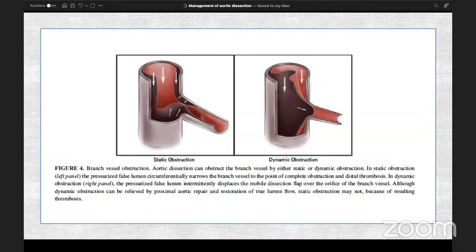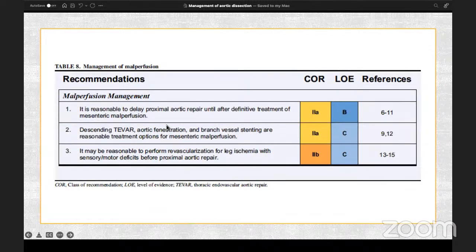Though some recommendations support that proximal aortic repair can be delayed until definitive treatment of distal malperfusion, specifically mesenteric malperfusion, many will argue that the very lethal and high mortality risk of ascending aortic aneurysm should not be delayed until achieving definitive management of distal malperfusion.